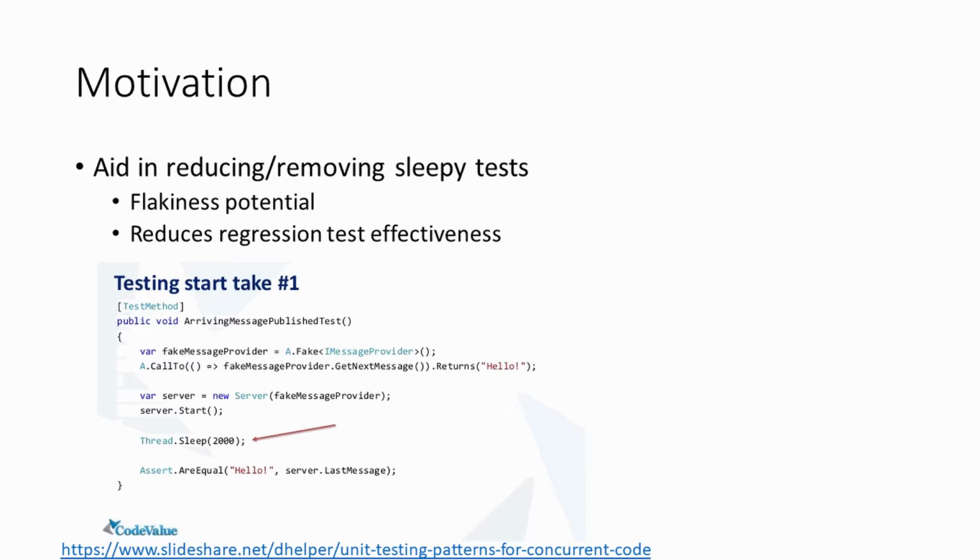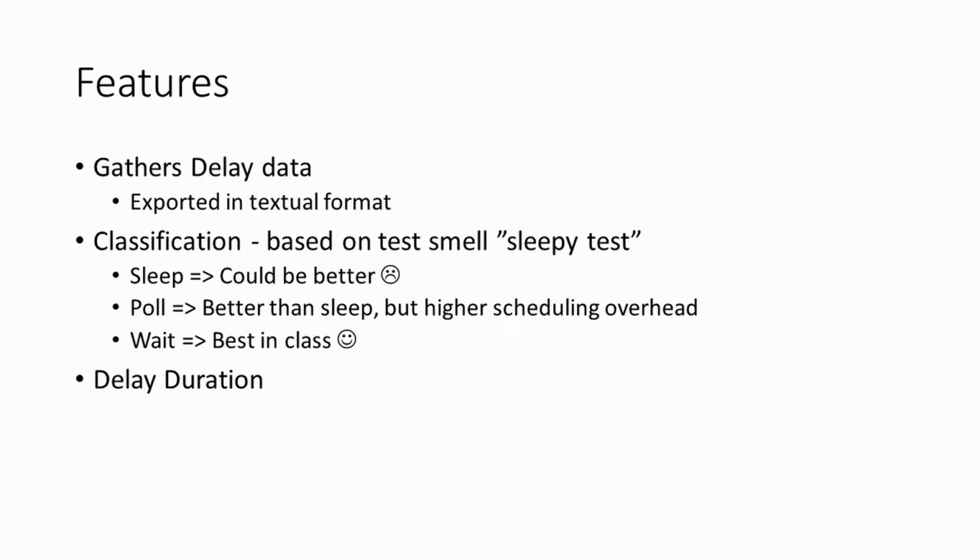This especially becomes a problem when you consider that these may be part of the regression test suites that are run frequently in a distributed continuous integration environment. DelayChecker gathers data related to delays, which is then exported for further processing depending on the user's needs. It uses static code analysis to classify the type and estimate the duration of delays.